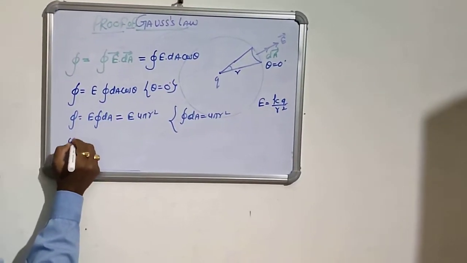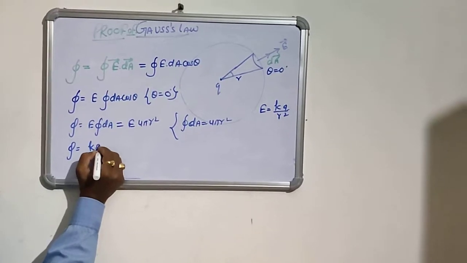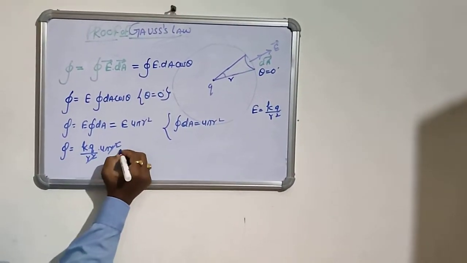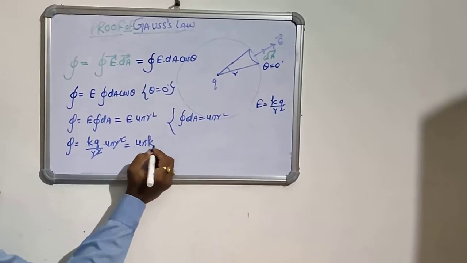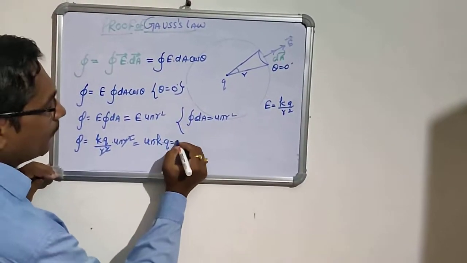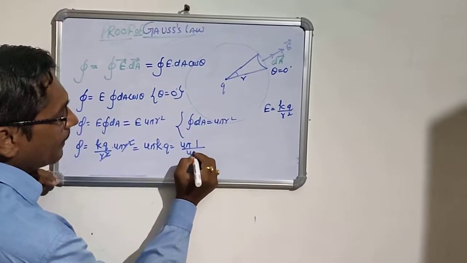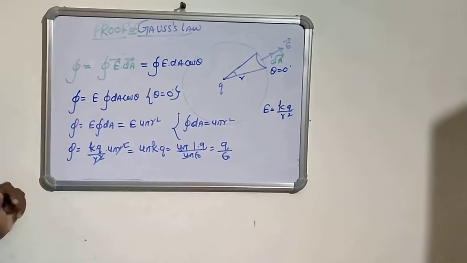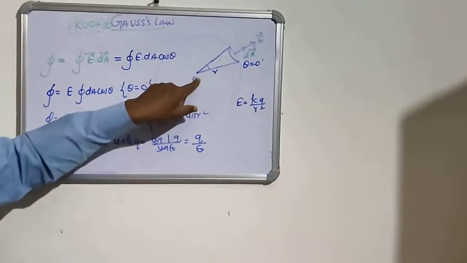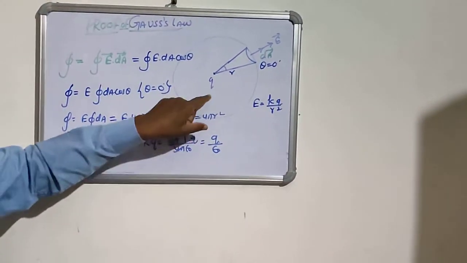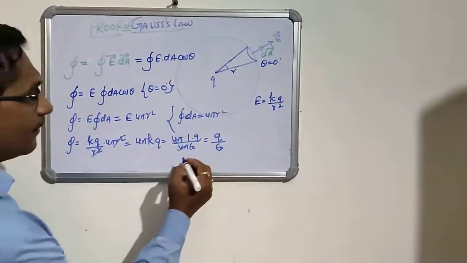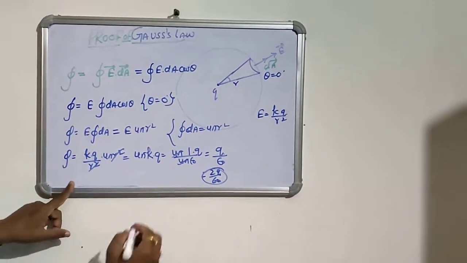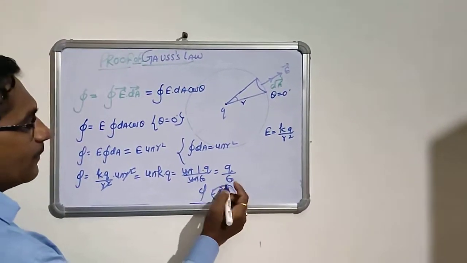So phi equals, using the formula of electric field kQ upon r square, times 4 pi r square. The r square cancels. So phi equals 4 pi k times Q, and we put in the value of k equal to 1 upon 4 pi epsilon naught, times Q. So 4 pi cancels 4 pi, and we get Q upon epsilon naught. It means this charge is enclosed by this surface, so the enclosed charge is Q, and in general the enclosed charge is sigma Q. This is the emitting flux. Then phi equals sigma Q upon epsilon naught.